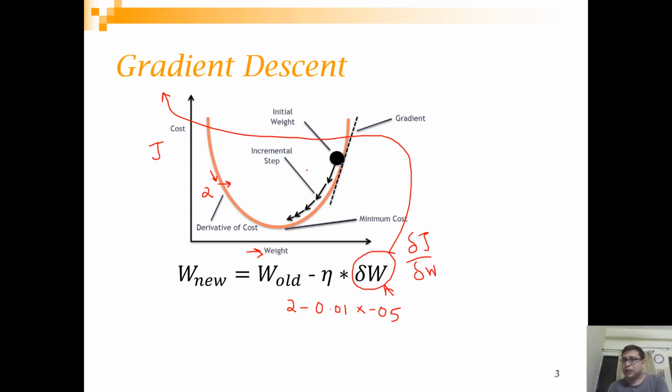And if you are somewhere here, what happens? Maybe w old here is around 5. If you increase the weight a little bit, the cost actually goes up. So this is a positive quantity now. Again, if I have a slope of 0.5, then it will be 0.01 into 0.5, so the weight will be something around 4.995.